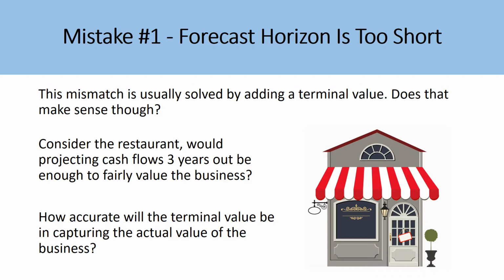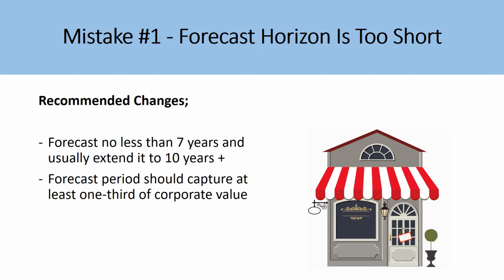So really, if you can extend it as far as possible, if you can extend that forecast horizon, then the accuracy of your projection improves, and therefore you are valuing the cash that business generates more accurately, okay? So the recommended changes are the forecast horizon should be no less than 7 years and usually extend to 10 plus years.